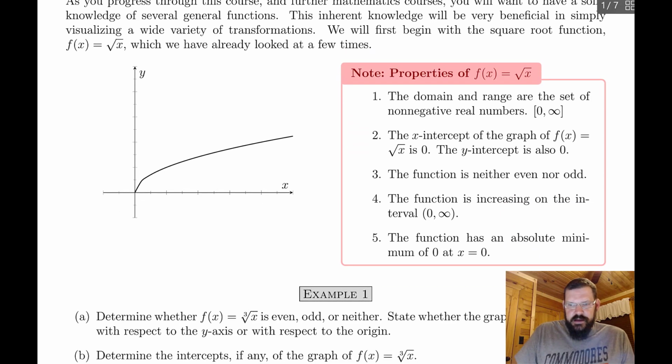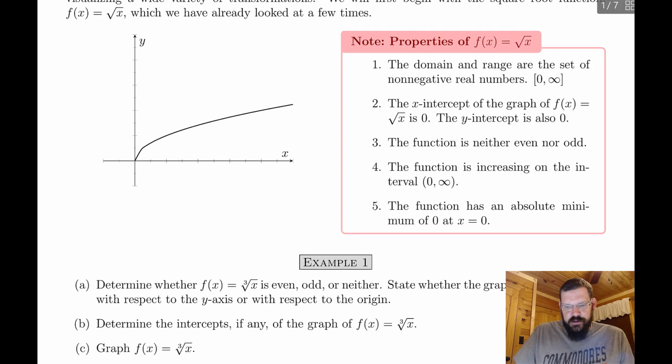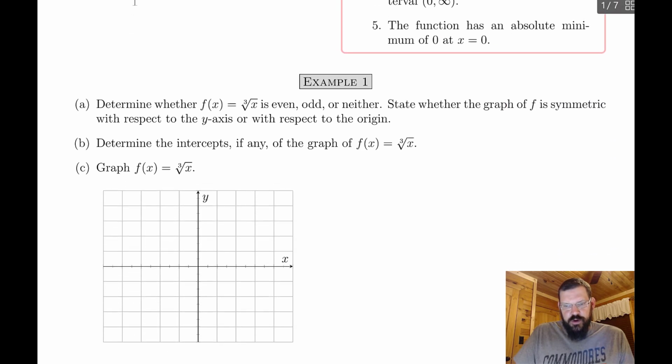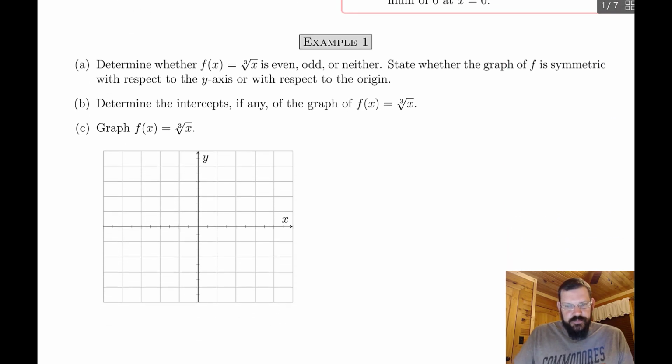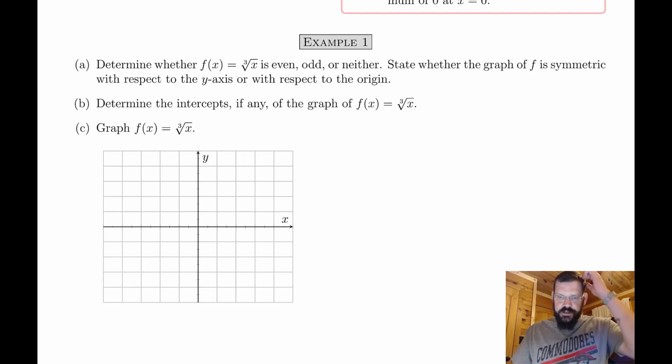What we want to do is we want to take that graph and we want to kind of build on it and determine what we can figure out about the graph of the cube root of x. So part A asks us to determine whether the cube root of x is even, odd, or neither, and then just state whether or not the graph is symmetric with respect to the y-axis or with respect to the origin.